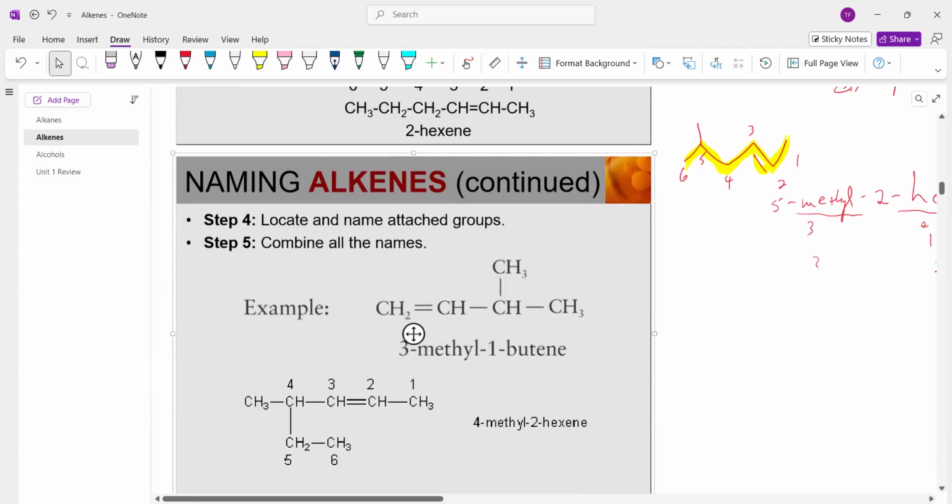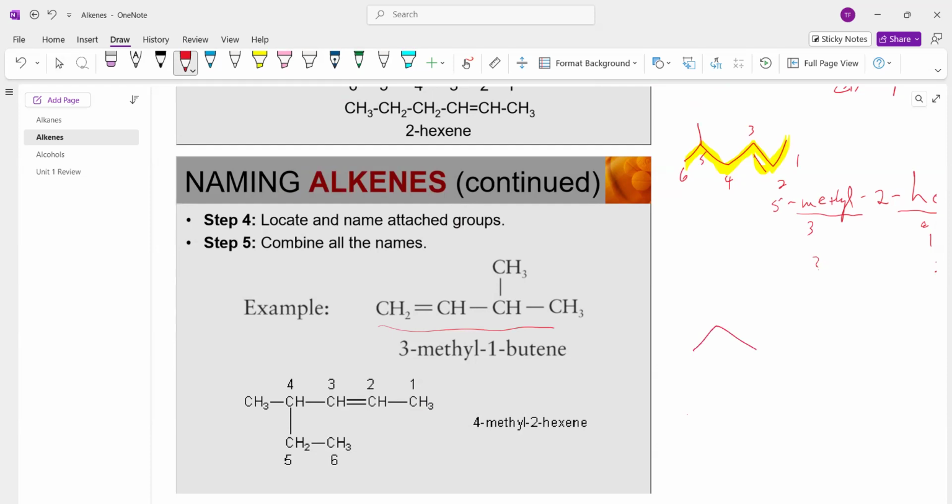Okay, so let's look at these two here. This is very similar to what we just did. This one here. 1, 2, 3, 4. 1, 2, 3, 4. And we've got a branch on this guy here.